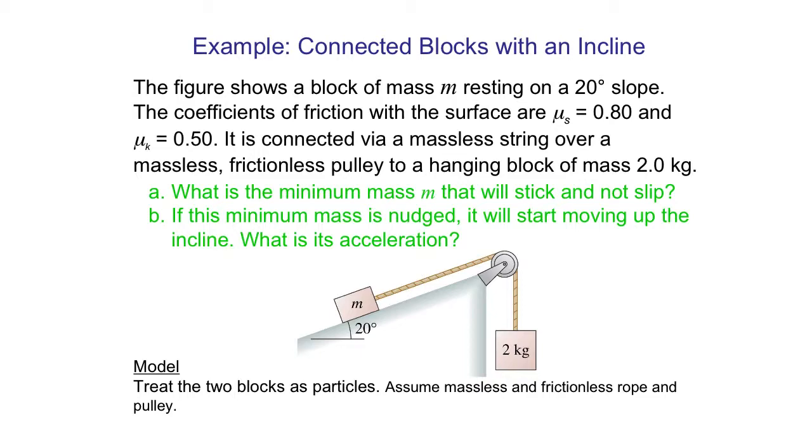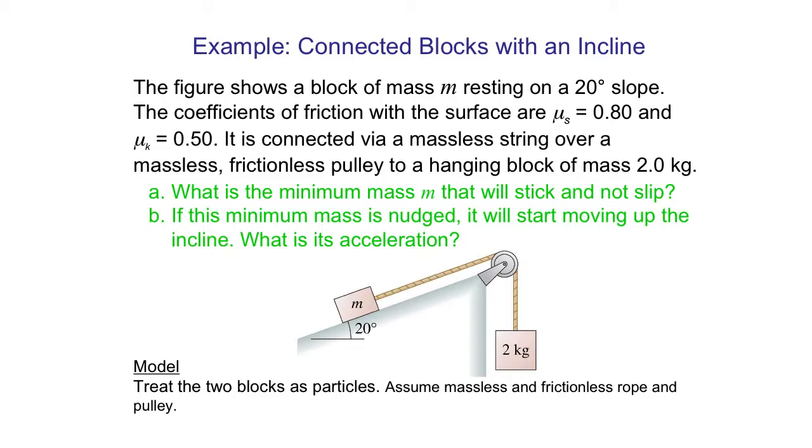Here are the questions, and these are hard, but completely solvable at this point. What is the minimum mass m that will stick and not slip? Right? So given these frictional coefficients, what friction force do I need to basically keep this thing from moving? What's the one easy part of this problem? What's the first and most important thing that you have to recognize about this problem, where it asks, what is the minimum mass that will stick and not slip?